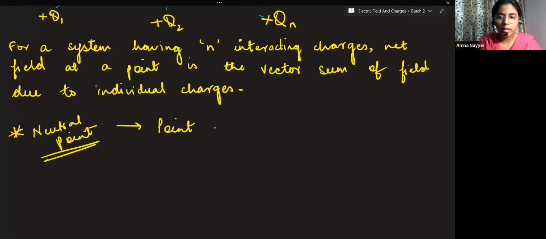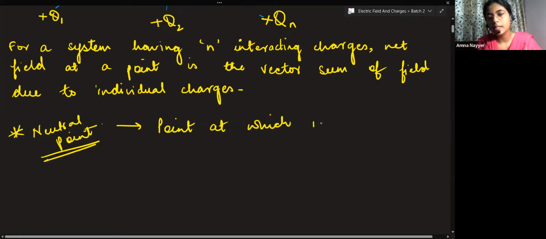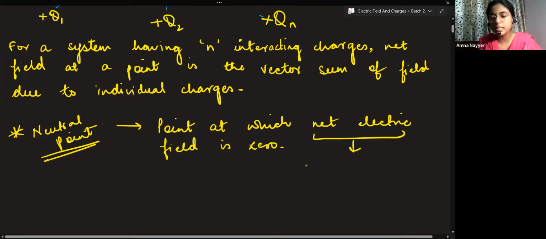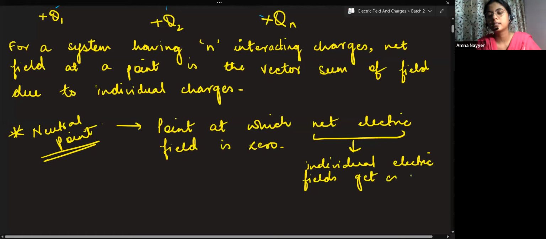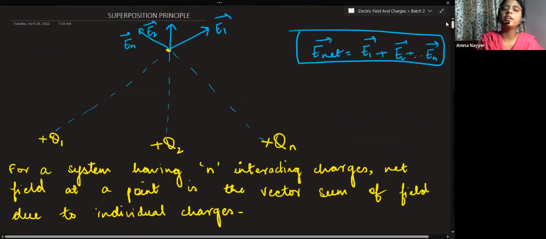So a neutral point is a point at which the net electric field is zero. Net electric field is zero simply means the individual electric fields get cancelled. So I'm repeating once again: if you have various charges and all the charges are exerting and producing their electric fields, the net electric field will be given by adding all the electric fields vectorially. Vectorially means you have to keep in mind their directions, and you can use vector addition to calculate the net resultant. All right.